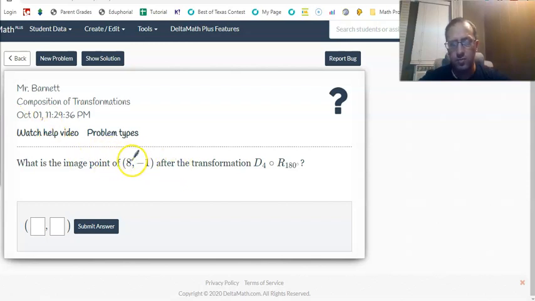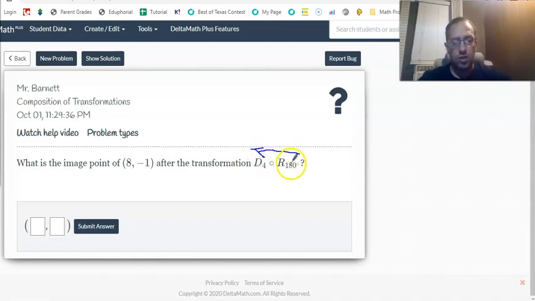What is the image of point 8, -1 after the transformation D4 of R180, so a dilation with a scale factor of 4 of R180. This is going to be a rotation of 180 degrees about the origin. Remember, we are going to go counterclockwise, always counterclockwise unless it says otherwise. So, which one do we do first? We do the rotation first. Start with the rightmost and move this way because we want to do a dilation of the rotation.